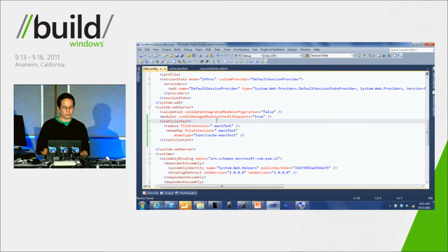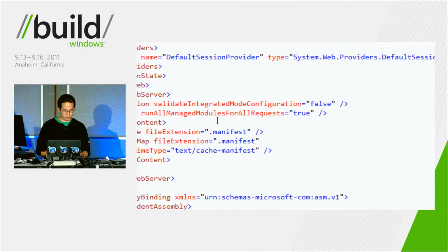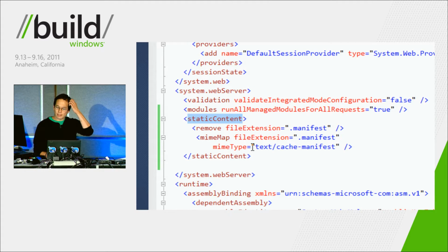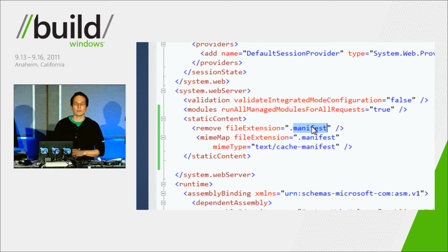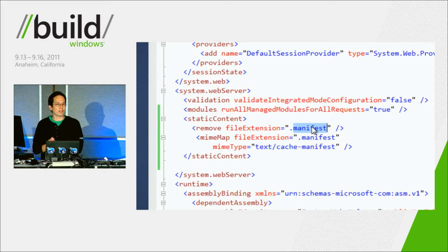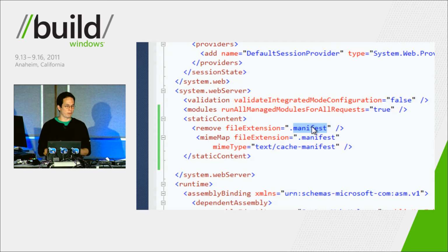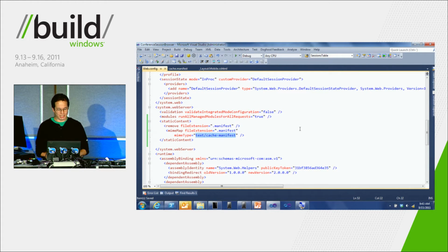Okay. So you notice here I have the static content element. Let me just zoom in here. And I'm going to remove the .manifest because there's an existing registration for that. Like I said, I'll show you a slightly better approach later, but I wanted to show you the raw approach here. Removing this might break something else that I'm not aware of, but you never know. I'm going to add this file extension .manifest and set the MIME type to text/cache-manifest.